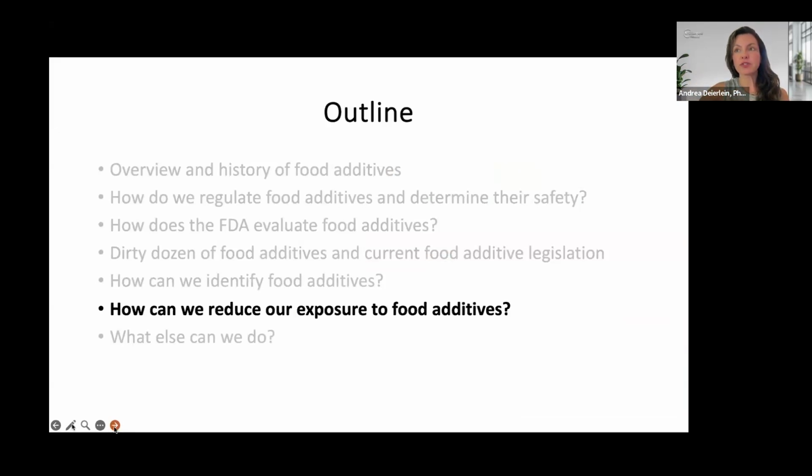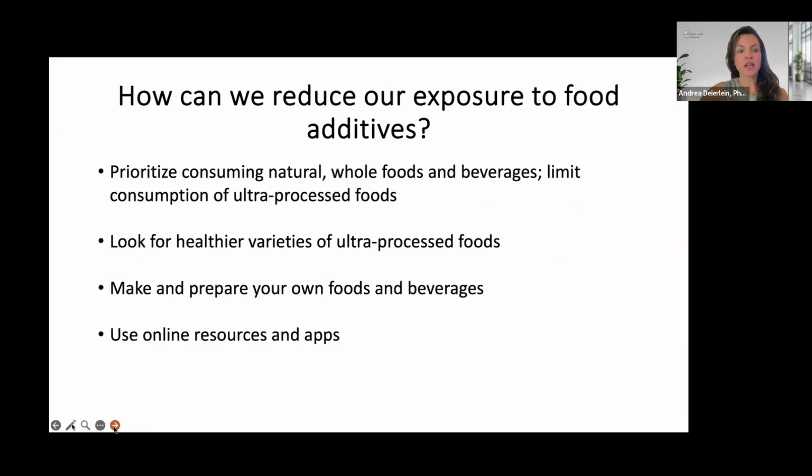Okay, so how can we reduce our exposure to food additives? I'm sure people sometimes roll their eyes at this part of these talks, because the message tends to always be prioritizing consuming natural whole foods and beverages, particularly water, obviously, and limiting consumption of ultra-processed foods.